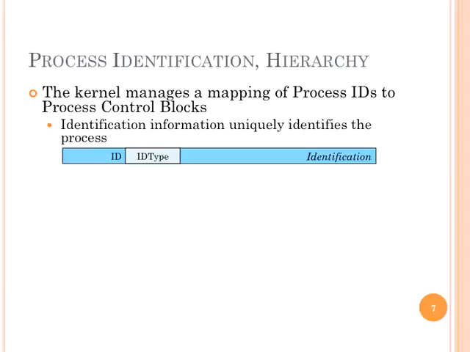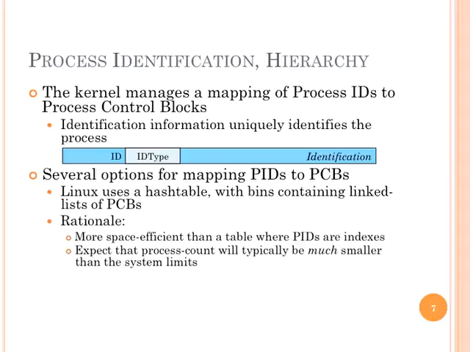So we have process IDs that map to process control blocks. There's several different ways that kernels do this. Linux has a hash table because it makes a lot of sense. You want this mapping to be as fast as possible.